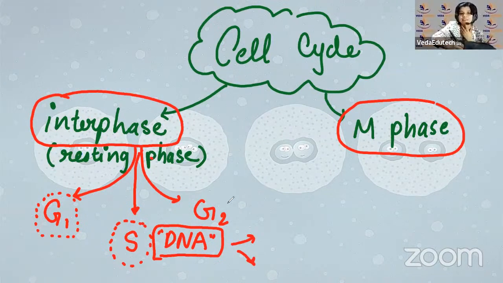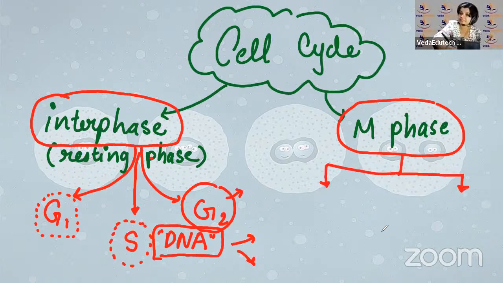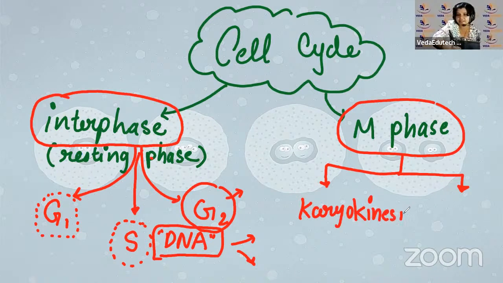Okay. What happens in G2? In G2, this is what we will study today. Okay. M phase is also divided into two stages. Okay, first is when the nucleus will divide. This is called karyokinesis. Still, we have to cover this also in later lectures. Karyokinesis and what else? Cytokinesis.